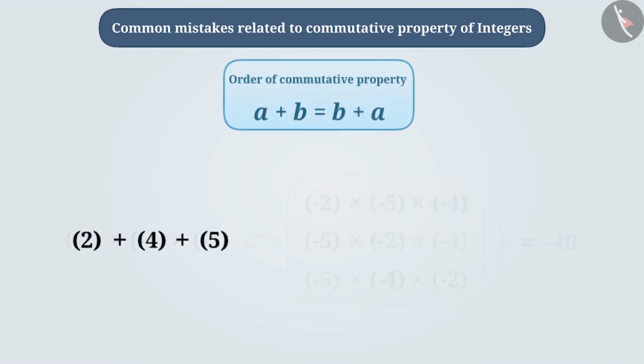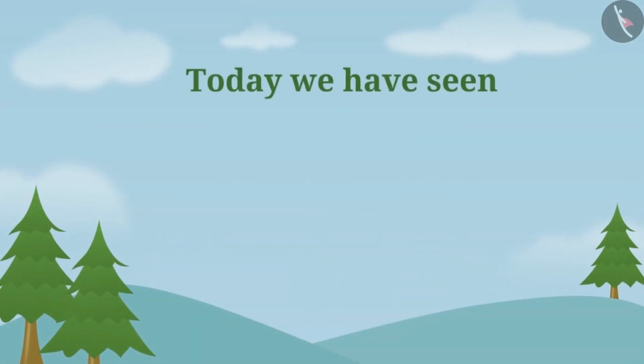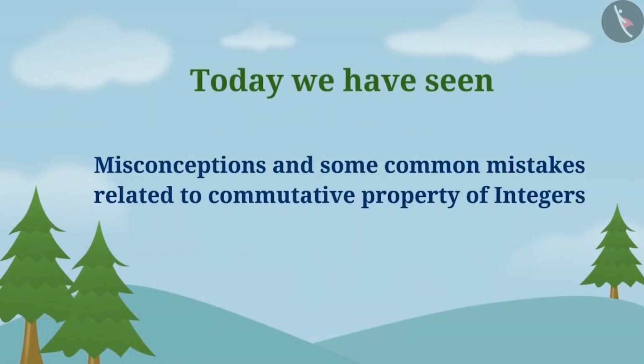Similarly, the order of addition of more than two integers can also be changed. By changing the order, the result will still remain the same. Today we saw some misconceptions and some common mistakes related to the commutative property of integers.